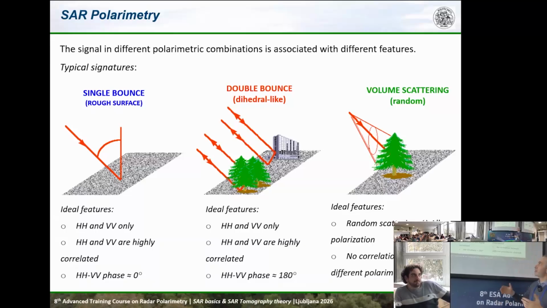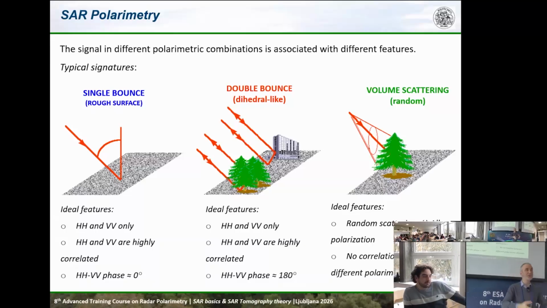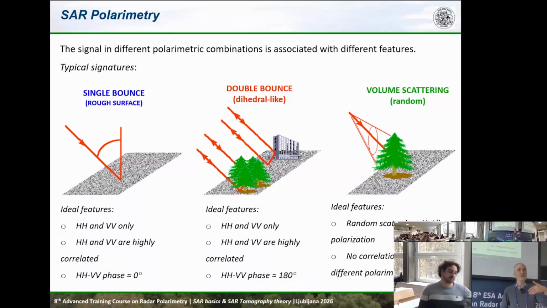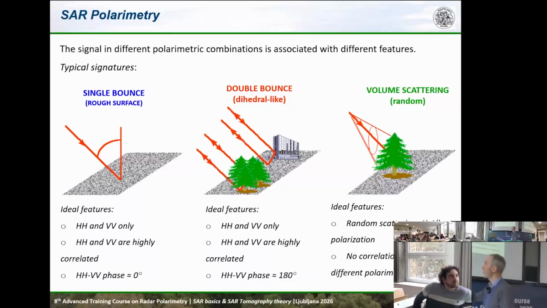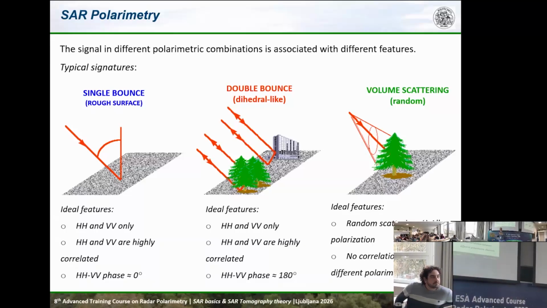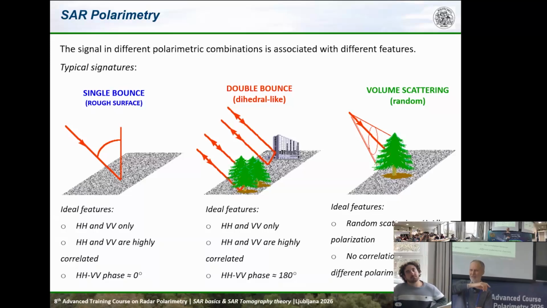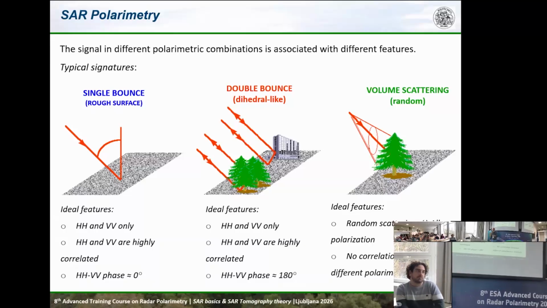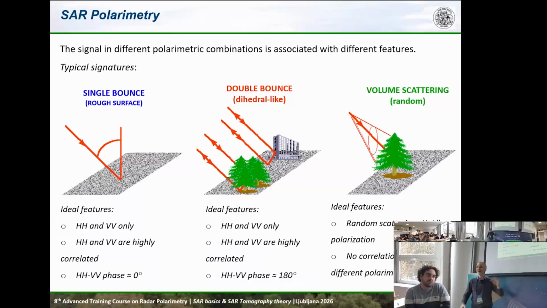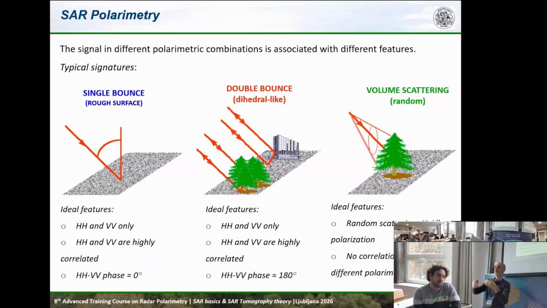Just to make it very easy, the most simple interaction is called the single bounce. This is what you have from a surface. Just imagine that you are imaging a bare terrain or a desert or the surface of the water, whatever. In this case, the HV signal, so transmitting one polarization and receiving with the other, is very low, so you don't even want to take a look at it. HH and VV are strong, they are highly correlated, and they have approximately the same phase, which means that if the sign of one is positive, the other is positive too.